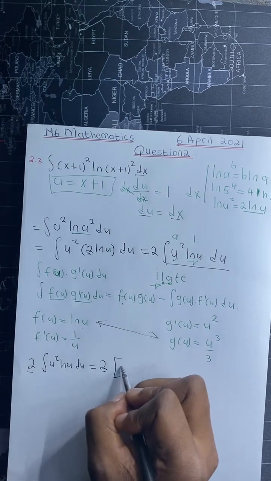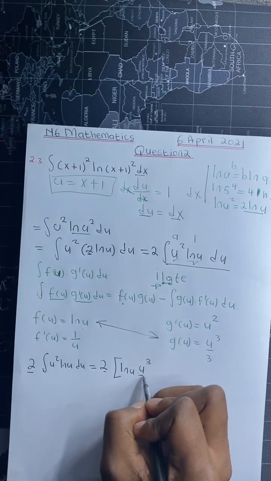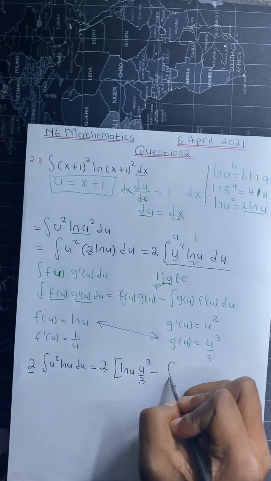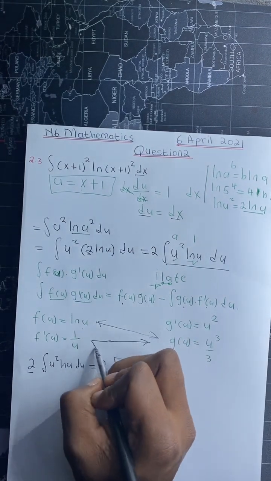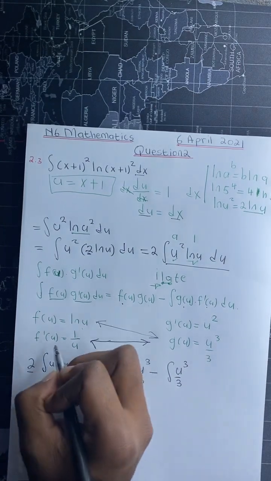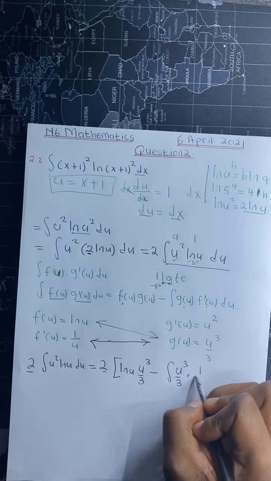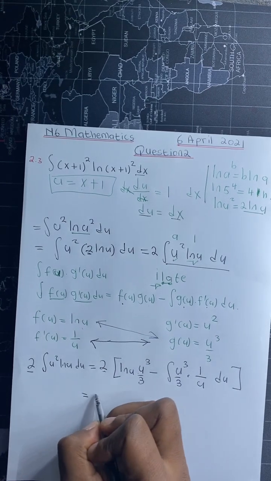Our f of u is ln u, and the g of u is u to the power 3 over 3, minus the integral of g of u multiplied by f prime of u. Our g of u is u to the power 3 over 3, and the f prime of u is equal to 1 over u du.